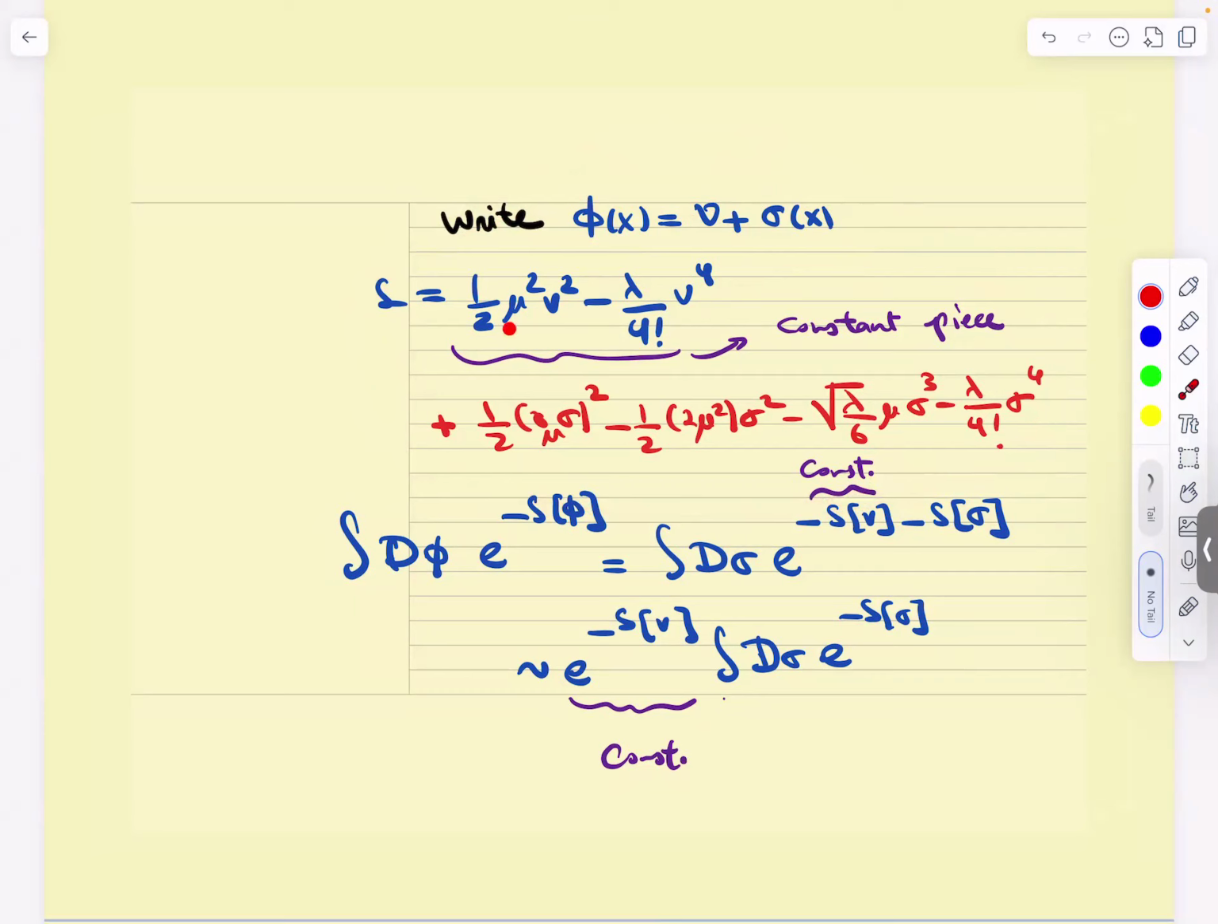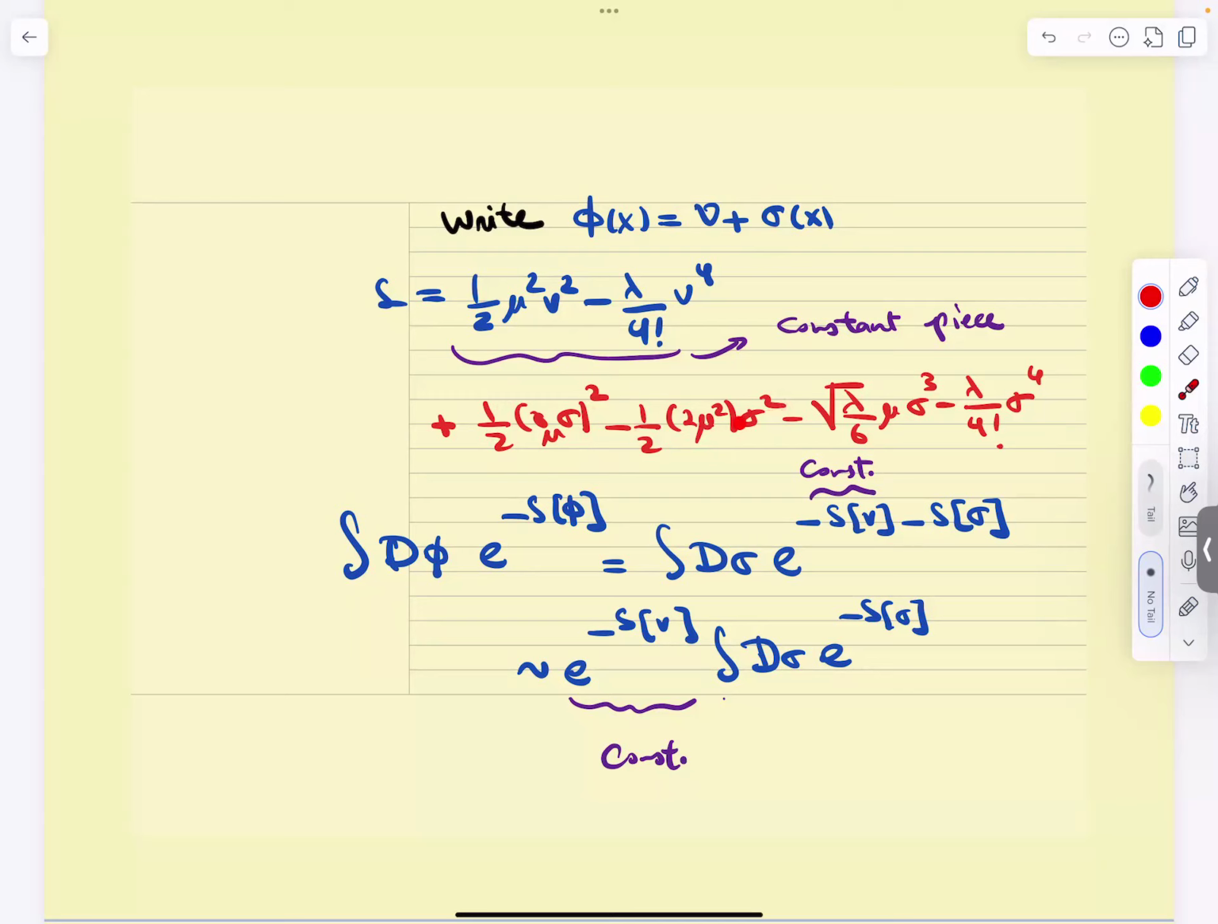You get half mu squared v squared minus lambda over 4 factorial v to the 4. This is all a constant. This is a constant shift of the Lagrangian. It's a constant shift of the Hamiltonian energy. Your energies are shifted. Plus half del mu sigma squared. Okay, that's the standard kinetic term for this field. That's good. Minus half 2 mu squared sigma squared.